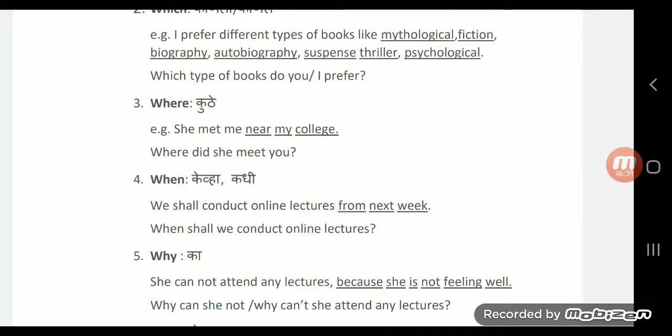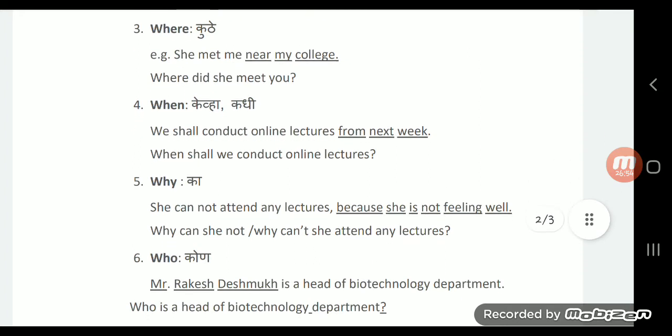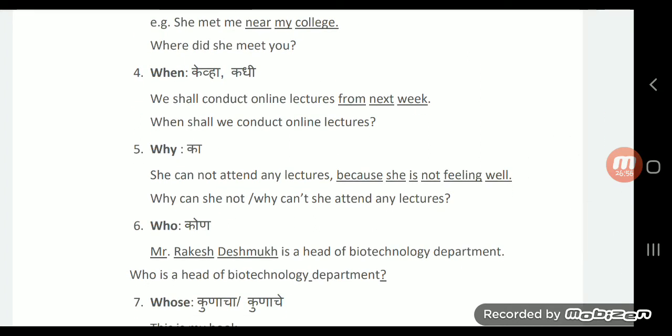क्वेश्चन कसा फॉर्म करणार, टू गेट अंडरलाईन पार्ट ॲज आन्सर. Where, आता वर्ब काय आहे, met. Meet, met, met, right. म्हणजे सिम्पल पास्ट टेन्स आहे V2, राईट. आणि पास्टला आपण काय यूज करतो आहे, ऑक्झिलरी did. सो, Where did she meet you? ओके, देन when, केव्हा और कधी.